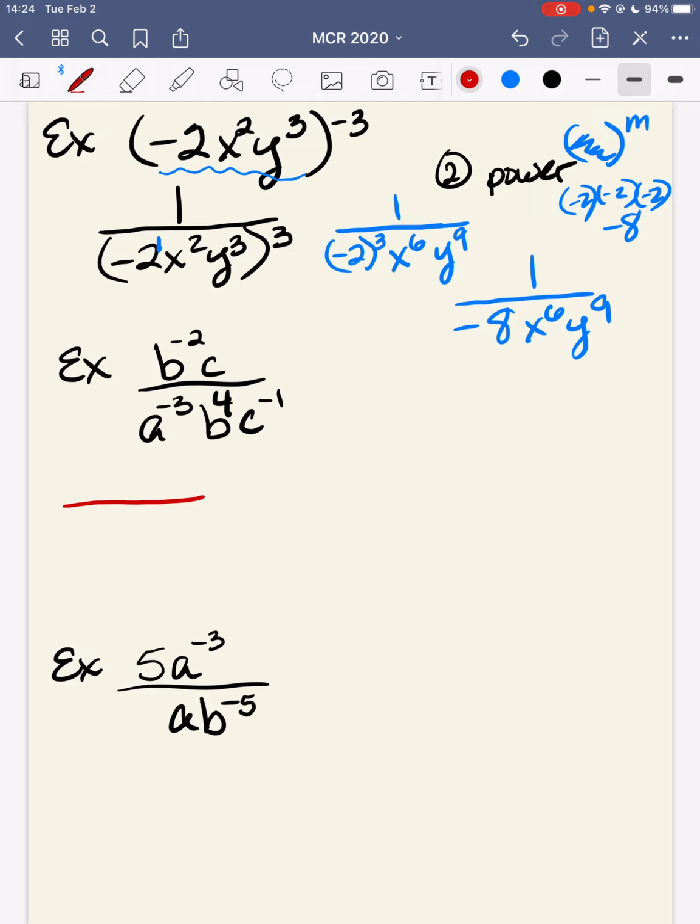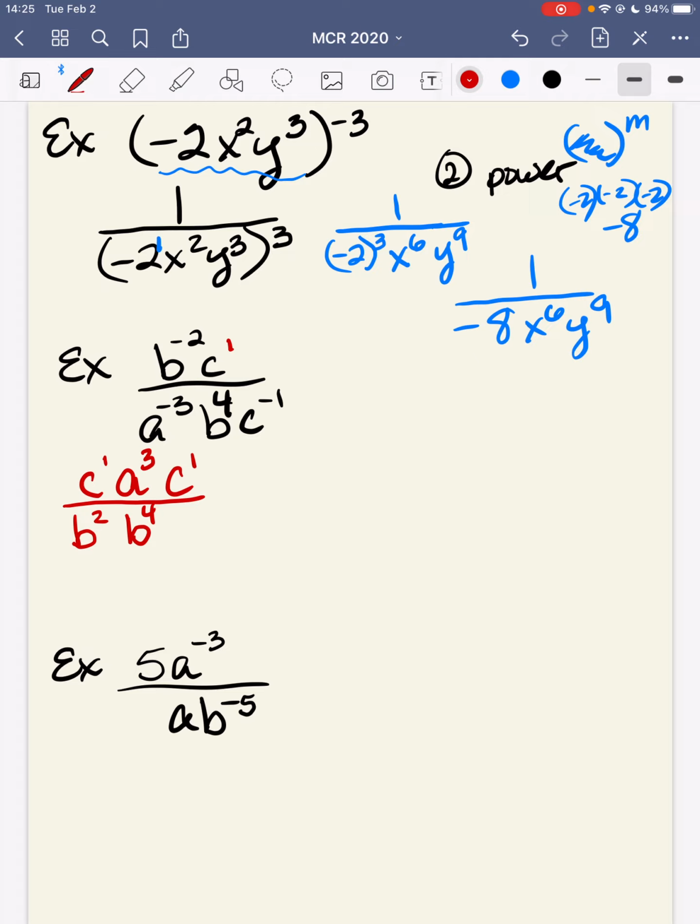So my b to the negative 2 power needs to move from the numerator to the denominator. My c is to the positive first power. It's going to stay. You can put the first power on there if you would like. Numerator's done. Denominator, I have a to the negative 3. Because it's in the denominator, it needs to move to the numerator and become positive. Notice I'm not worrying about the order. My b to the 4th power stays. And my c to the negative 1 is in the denominator, so it needs to move to the numerator. I'm also going to write its exponent.